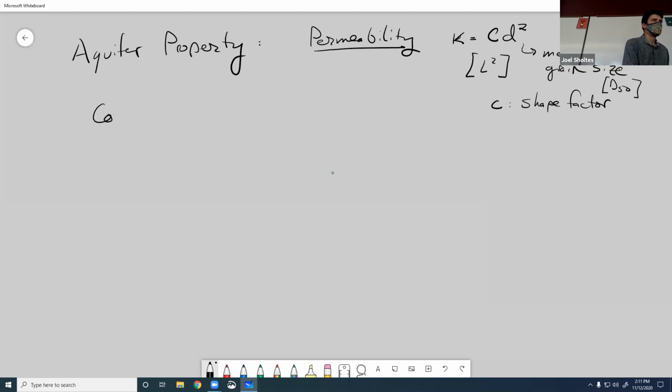And then we learned about conductivity, which was not only a property of the soil or the aquifer itself, but it was a property of the fluid as well. And that's big K. This is little k. And big K is equal to little k times the specific weight of water divided by the dynamic viscosity.